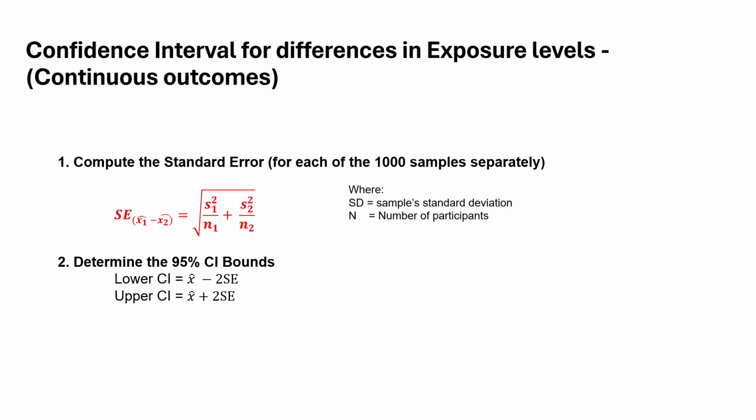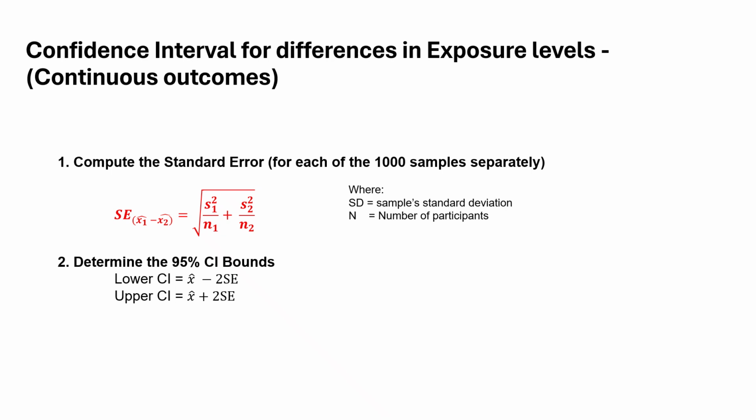We will be subtracting two standard errors from the sample mean to get the lower confidence bound, and we will be adding two standard errors to the sample mean to get the upper confidence bound. We are not going to do it by hand. Nowadays, it is very easily handled by computers.